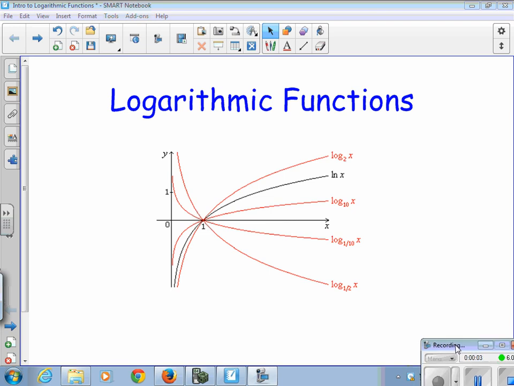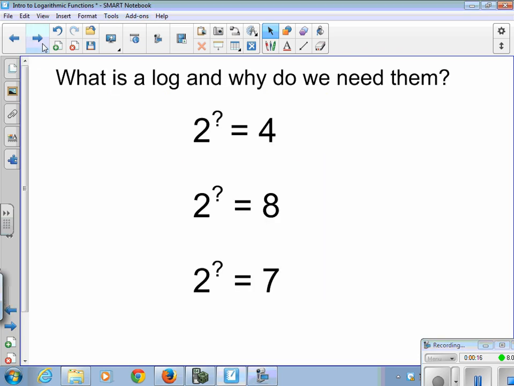Alright, so we're going to go ahead and start logarithmic functions, and these functions right here are just your basic logarithmic functions with different bases. So this is always kind of what your graph is going to look like when you have a log function. So let's just start out with what is a log and why we need them.